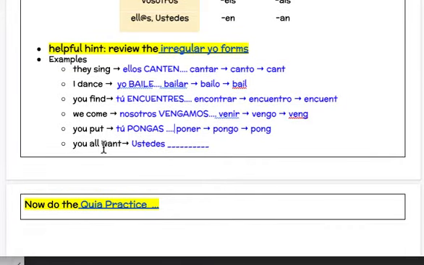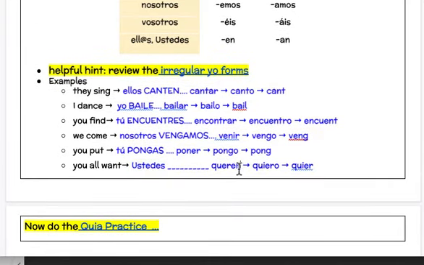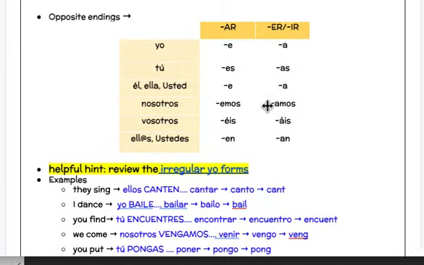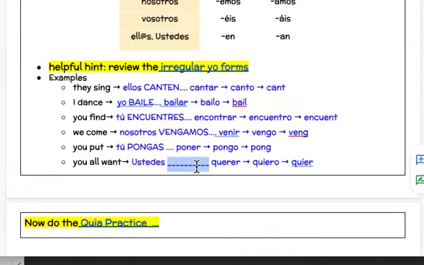All right, you all want. The verb for want is querer. The yo form is quiero. Drop the O. And then we have ustedes for you all, and we're working with an ER verb. So our ending is going to be AN, and we get quieran.